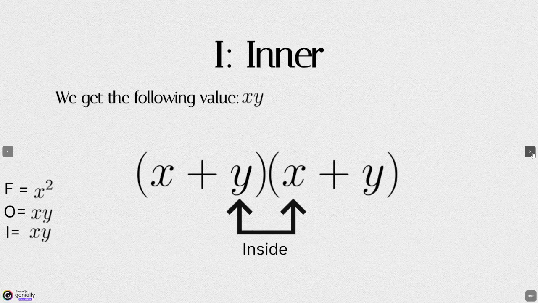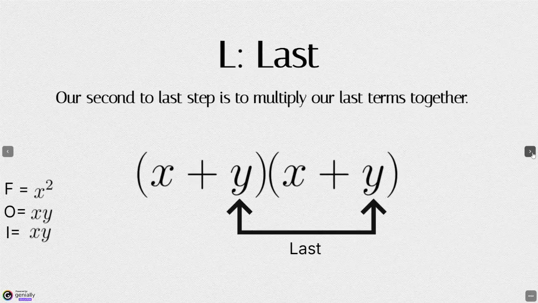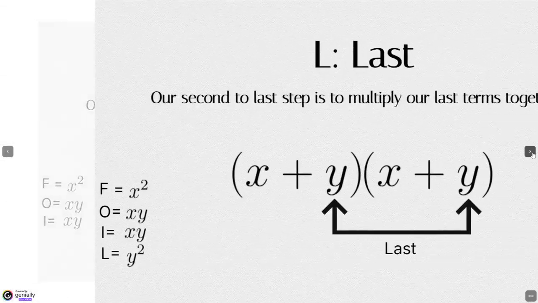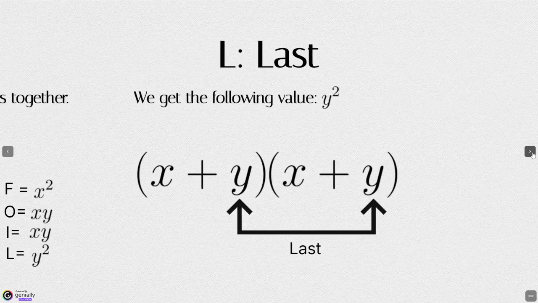Now, our second to last step inside of our function is last. Our second to last step is to multiply our last terms together. In this case, we have y and y. When you multiply these together, you are given y squared.